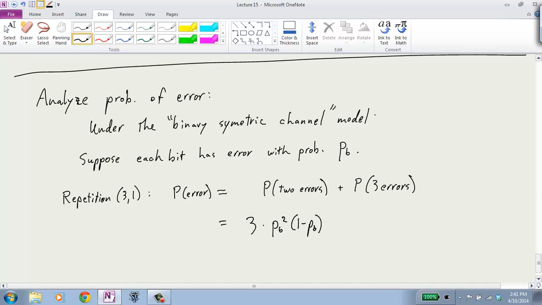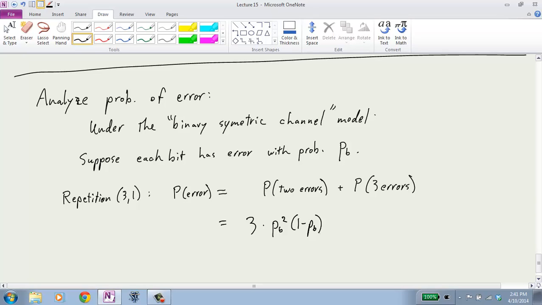So this we get from saying, take for example, the chance that you had error, error, no error. That particular sequence of events, right? That chance is going to be the chance of error, which was p_b, times the chance of error again, p_b, times the chance of no error, which is 1 minus p_b. Because they're independent, you multiply.